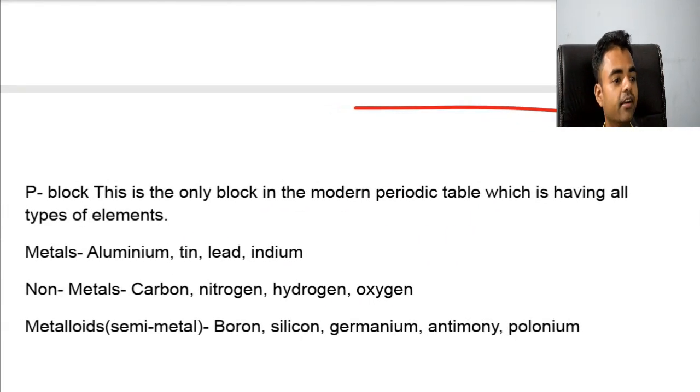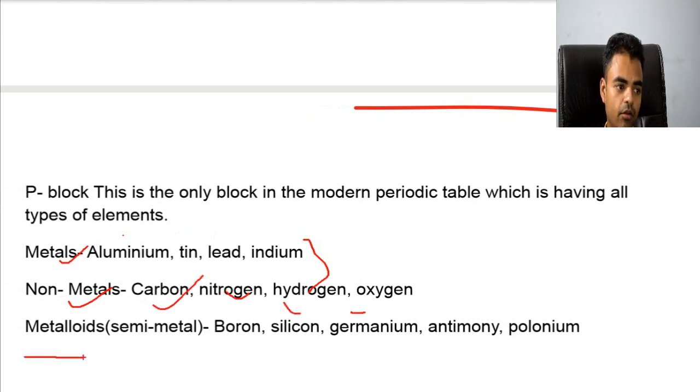Okay, got it. Now, so what exactly are you talking about? Metal examples are aluminum, tin, lead and indium. Non-metals: carbon, nitrogen, hydrogen and oxygen. Metalloids, what is metalloids? It's a semi-metal, right? It is semi-metal. We use just like silicon, germanium, antimony, polonium, boron.